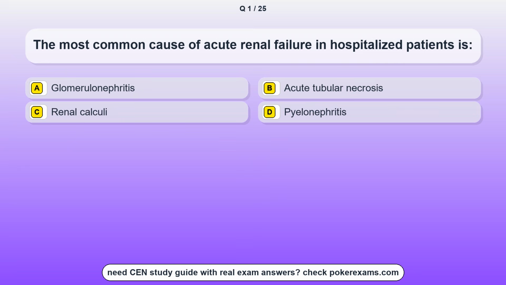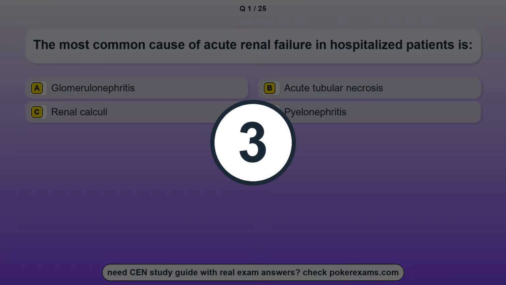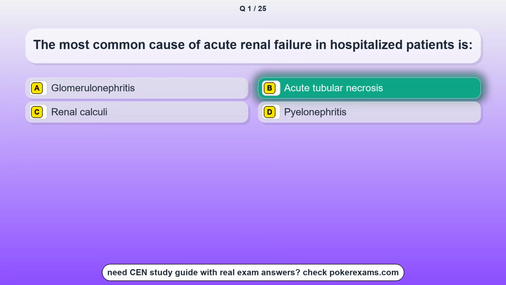Question 1. The most common cause of acute renal failure in hospitalized patients is: Option A. Glomerulonephritis. Option B. Acute tubular necrosis. Option C. Renal calculi. Option D. Pyelonephritis. The correct answer is option B. Acute tubular necrosis.